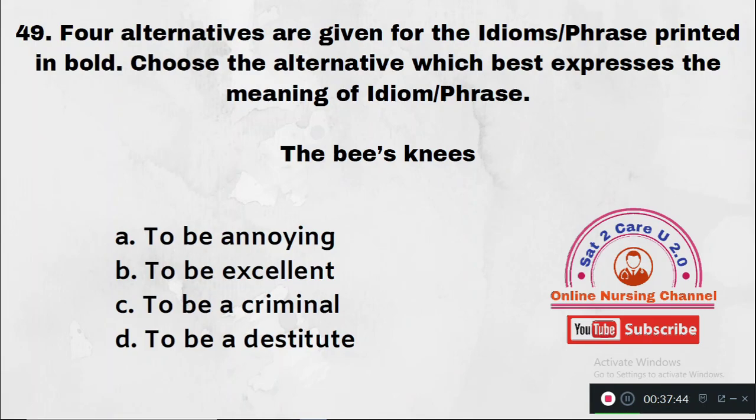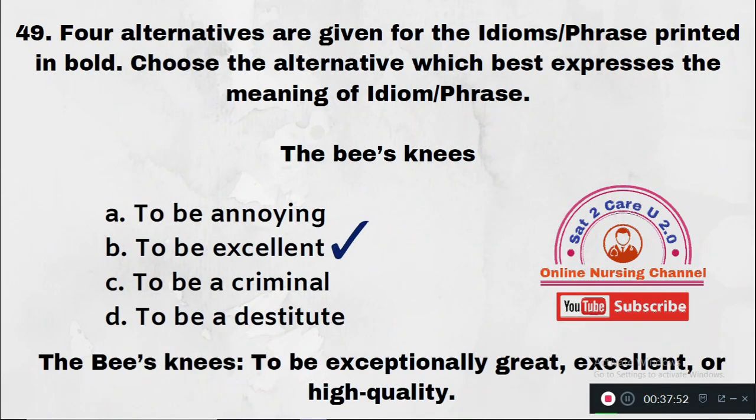Option C, to be a criminal. Option D, to be a destitute. The right answer is option B, to be excellent is the meaning for the idiom the bee's knees. So the bee's knees means exceptionally great, excellent or high quality like you all people.